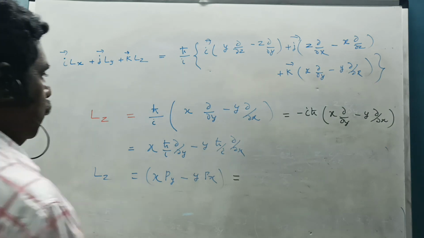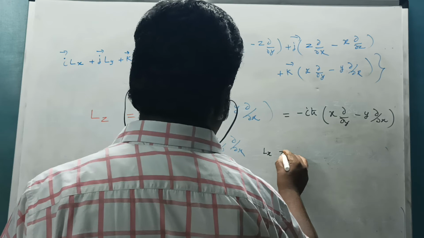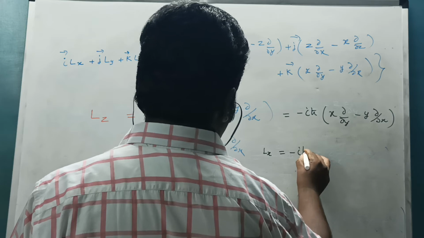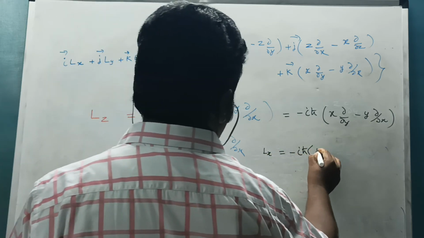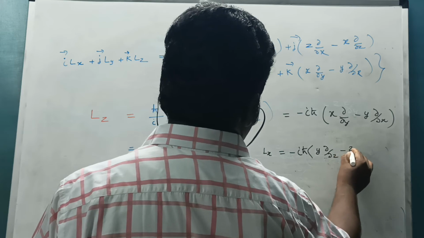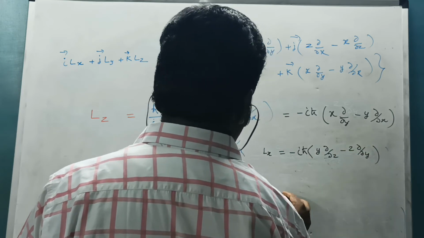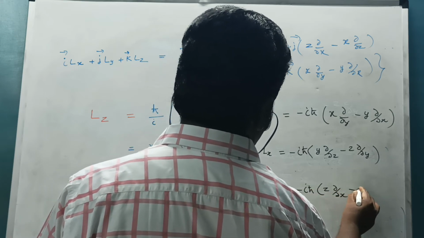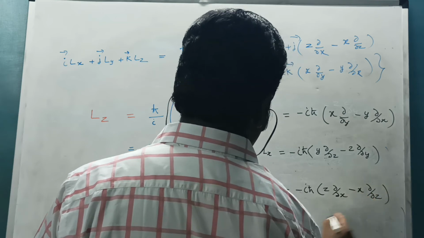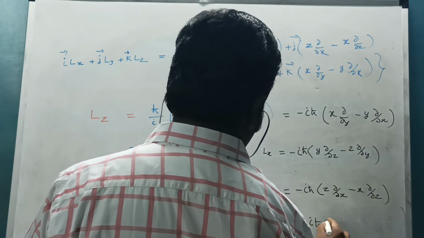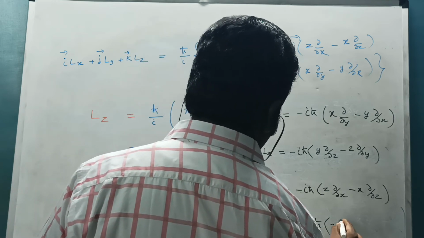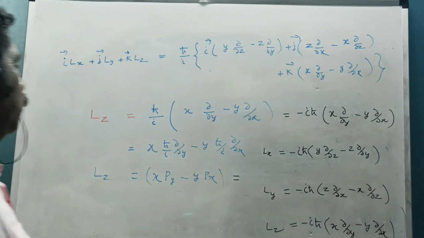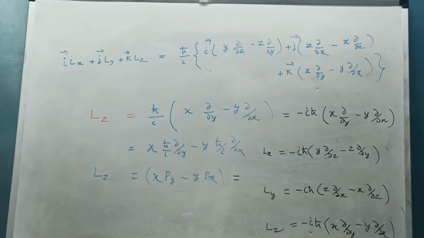So the values of Lx, Ly, Lz are: Lx equals minus iħ, y into ∂/∂z minus z into ∂/∂y. Then Ly equals minus iħ, z into ∂/∂x minus x into ∂/∂z. Lz equals minus iħ, after z, x should be coming, x into ∂/∂y minus y into ∂/∂x. These are the values of Lx, Ly and Lz.